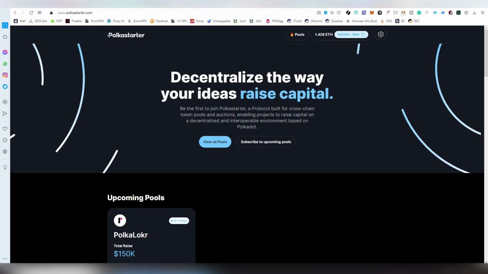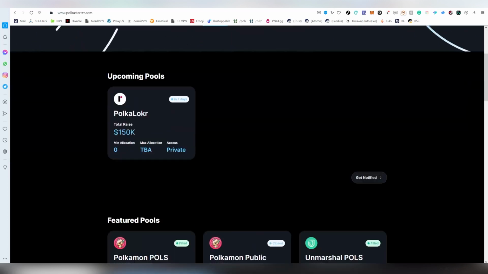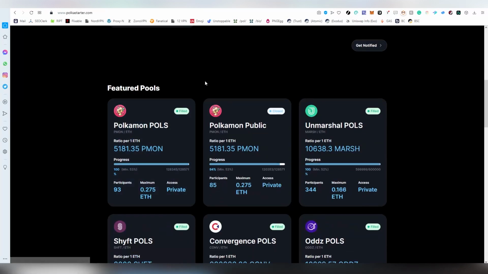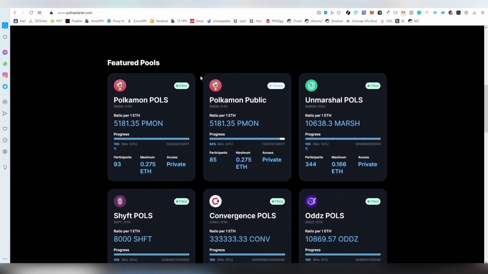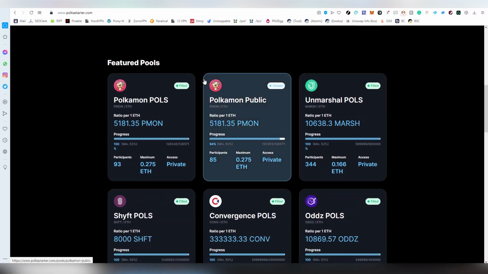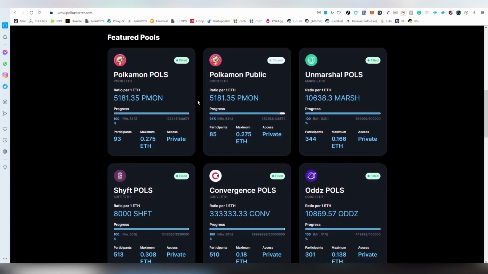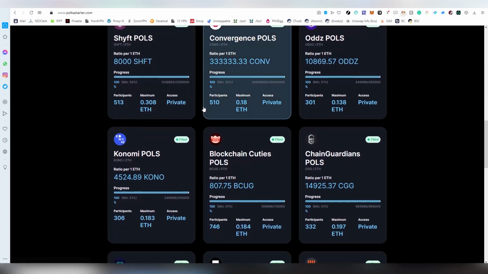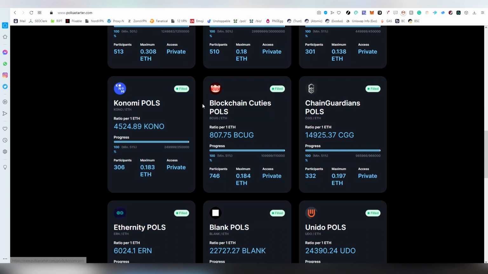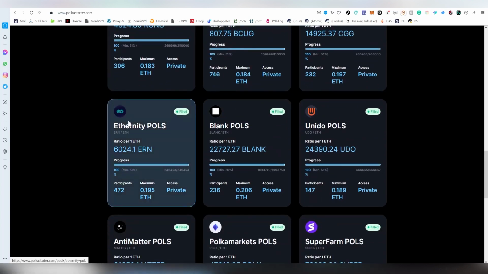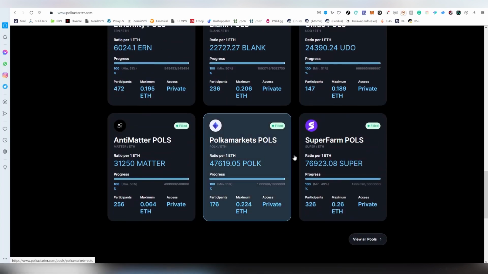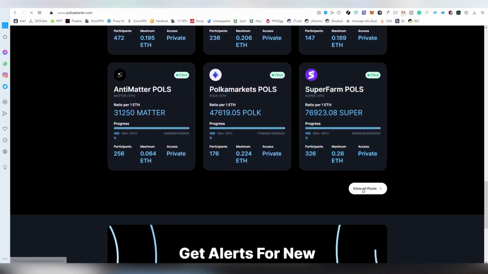Another one which we have talked about quite a lot is Polka Starter, and there have been many. Polkamon has been a very successful project, at least not necessarily price wise. I haven't paid that much attention, but a lot of people are talking about it. What else did we have here? We had Konomi, which is another one I've talked about before, Eternity, Polka Market, Super Farm, and I think there were many others.